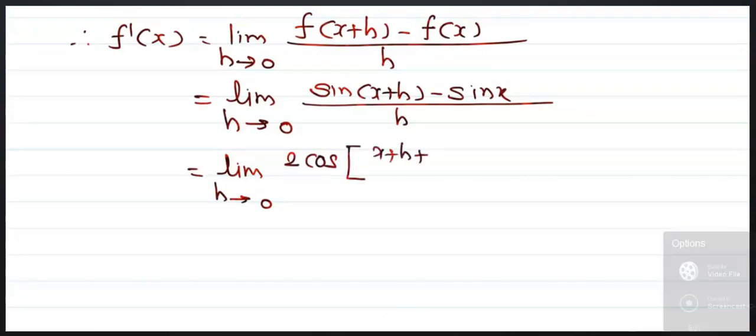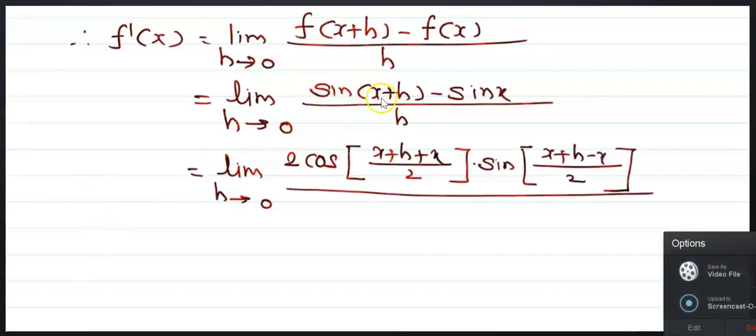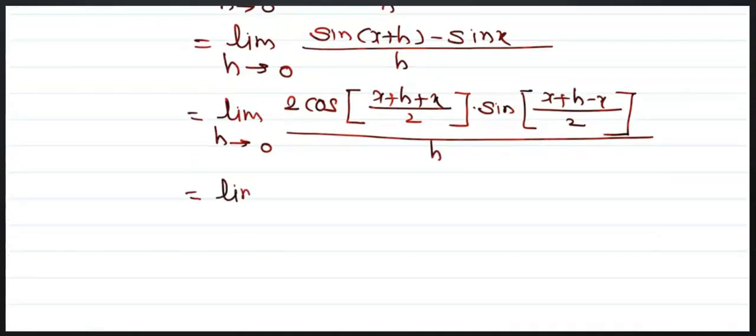Two times cos of (c plus d) upon 2 and sin of (c minus d) upon 2. Now look here: if we treat x plus h as c and x as d, we get two times cos of (x plus h plus x) upon 2 into sin of (x plus h minus x) upon 2. But what is c here? x plus h minus x upon 2, simplify this and then you will get, divided by h.